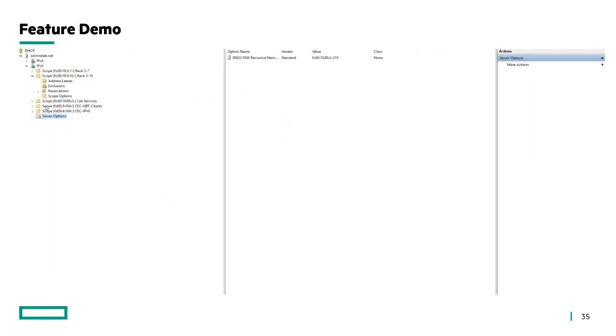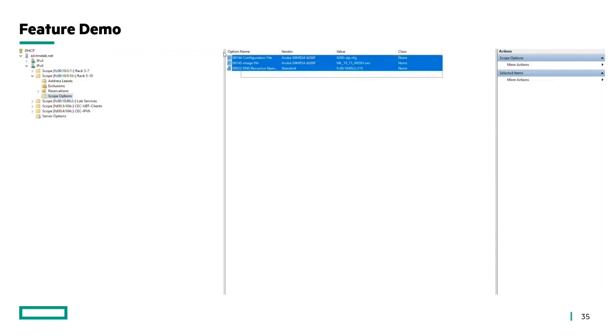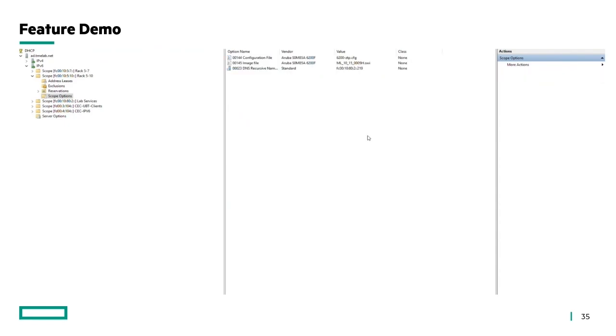So once this is done, I made sure to enable the scope options, that is, enable both 144 and 145. So you can see both config file and the image file are listed here for my 6200F switch. And that's the string value that I passed for both the options.